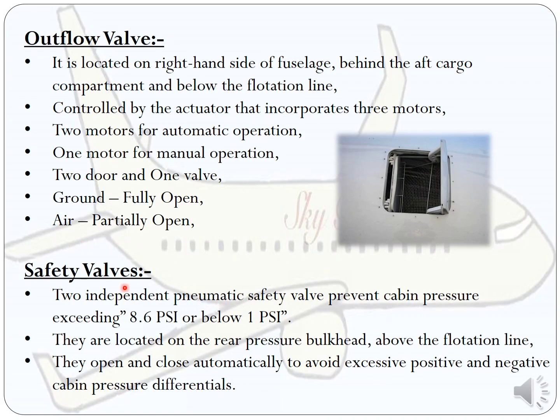Next one is the safety valve. 2 independent pneumatic safety valves prevent the cabin pressure from exceeding 8.6 psi or going below minus 1 psi. They are located on the rear pressure bulkhead above the flotation line. So the safety valve is above the flotation line and the outflow valve is below the flotation line. They open and close automatically to avoid excessive positive and negative cabin pressure differential.